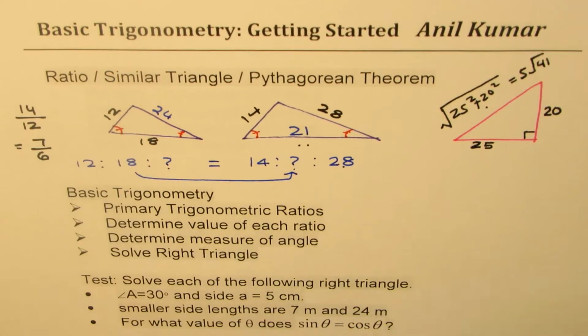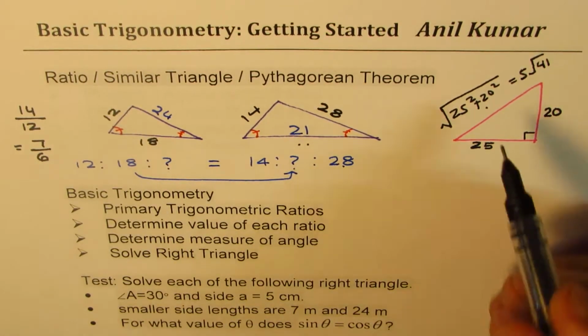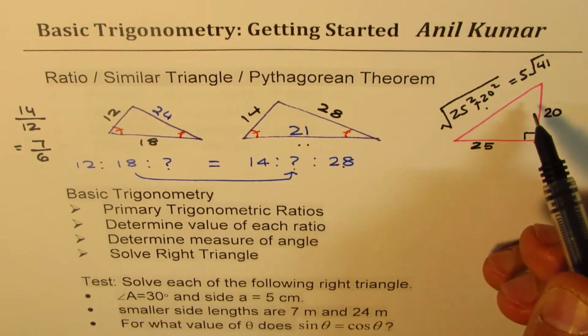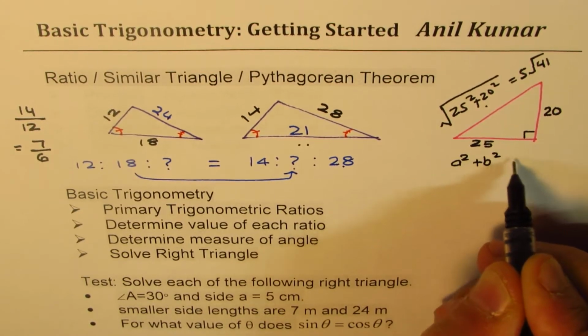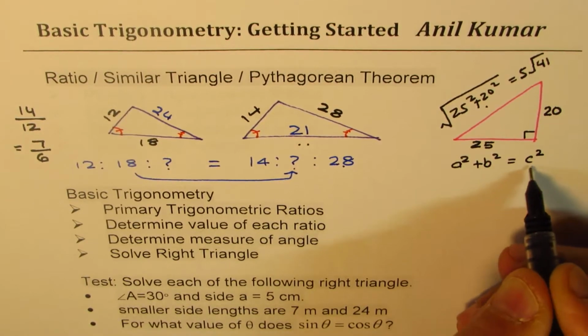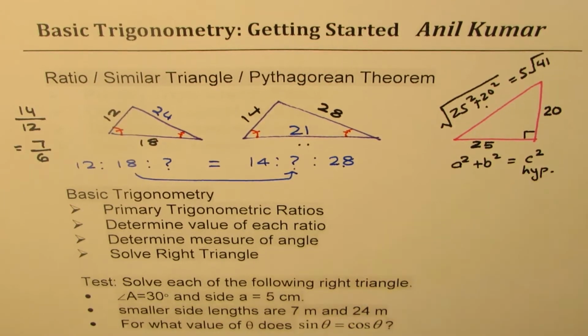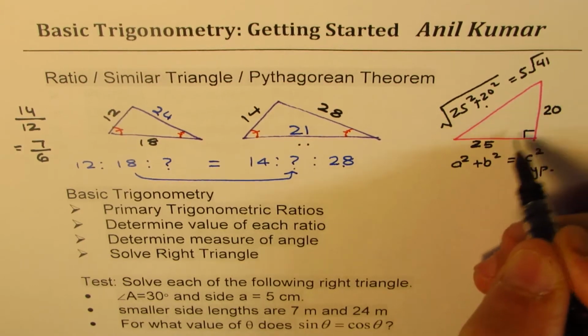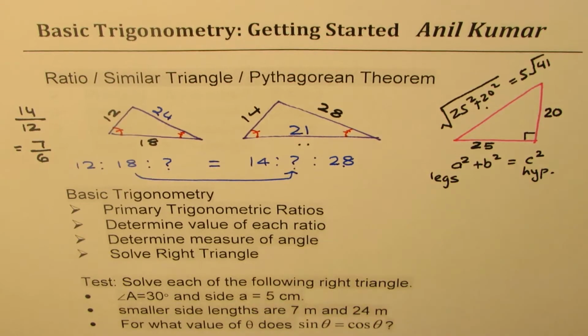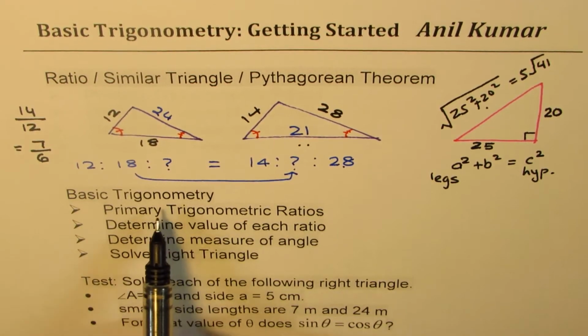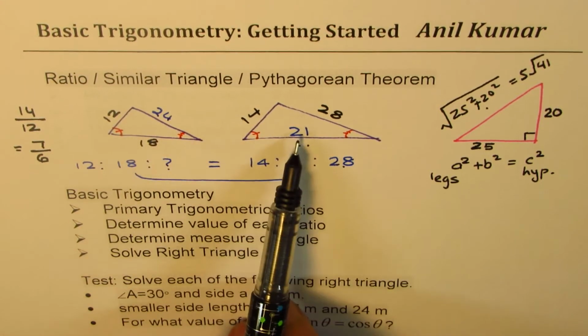Correct? So that is a kind of summary of your right triangle. If you know two sides, you can always find the third side using the relation a square plus b square equals c square, correct? Where c is hypotenuse, the longest side of a triangle. So we'll refer to these two sides as legs. These are the legs of a triangle, and that is the hypotenuse, correct? So I hope these points are clear to you. Now let's begin with trigonometry. I really don't want to take a lot of time on those issues.